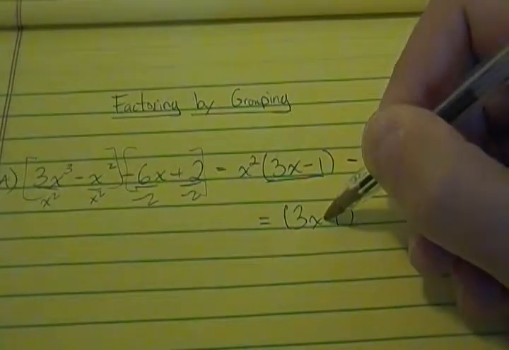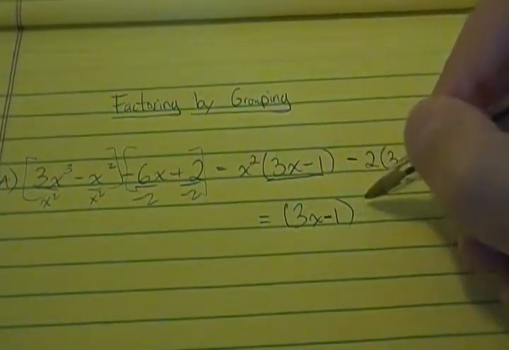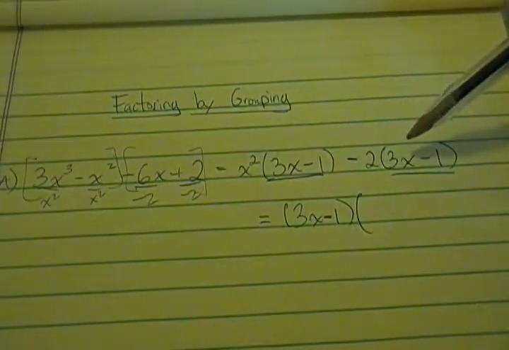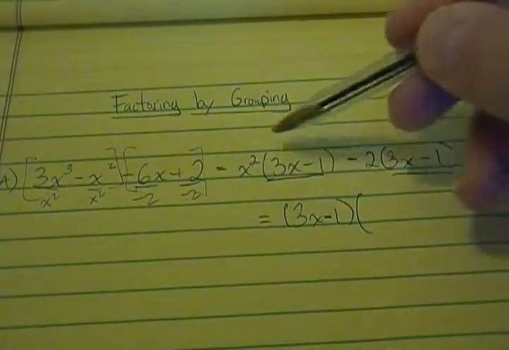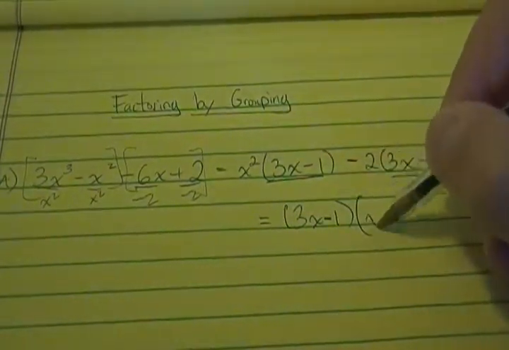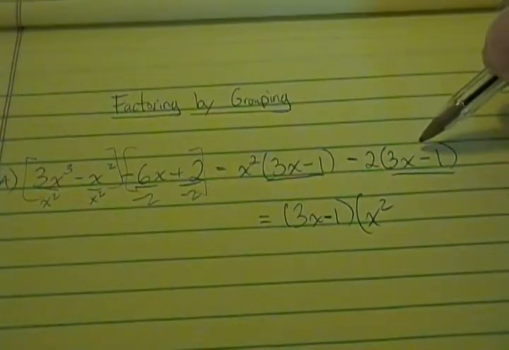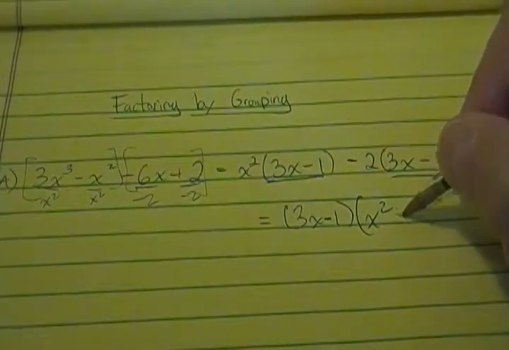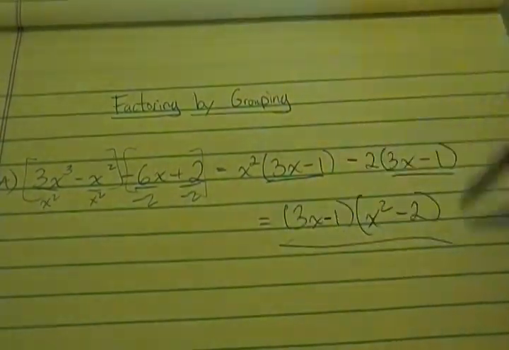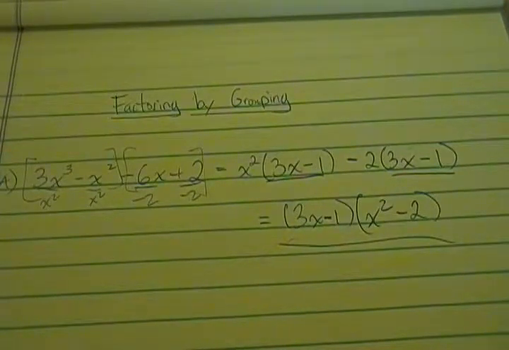All right, so now I can pull out a 3x minus 1 from each of these, and then what's left over? If I pull out a 3x minus 1 from this first term, I'm left with the x squared. And when I pull out the 3x minus 1 from this second term, I'm left with the minus 2. And now I have factored my expression. We get 3x minus 1 times x squared minus 2.